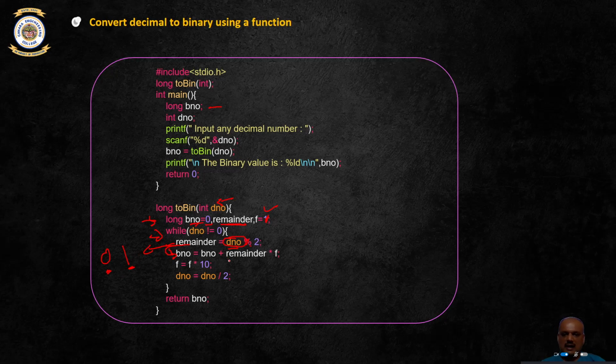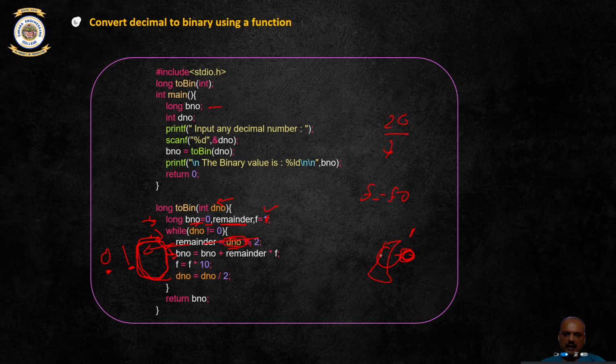Having got this value, now I start stacking it. I put either a 0 or a 1 there, multiplied by f, which is 1, so whether it is a 1 or a 0, it gets stored there. Then f becomes f into 10, because the next value needs to be stored in the next location. Then dnum is equal to dnum by 2, so you divide it by 2 to get the next value, and you repeat the same over and over again.